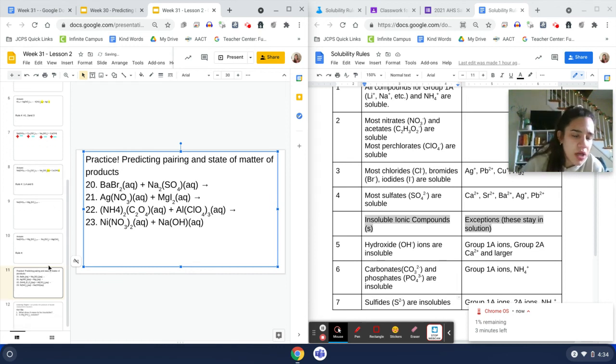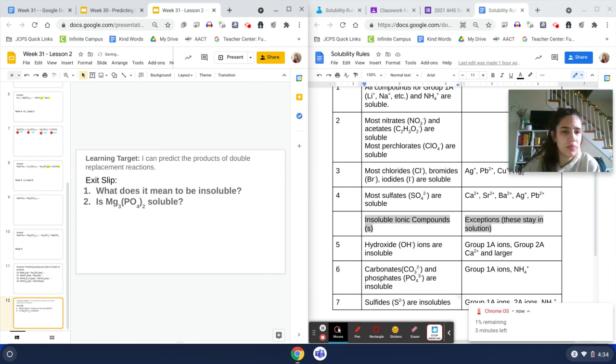Then there is also an exit slip. This exit slip is going to be also a Google form, and it is going to be considered a check-in. So we're going to look at what does it mean to be insoluble, and is Mg3PO4 soluble or not?